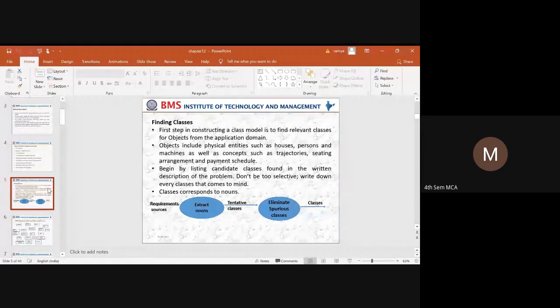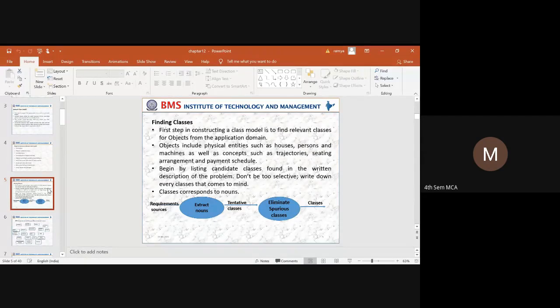Say for example, if it is an e-commerce domain, what are the different classes that are required? To identify those classes, we need to identify the physical entities in terms of objects. It can be houses, or a person, machine, or any other thing that we can consider, or it can be a payment schedule. I have taken an example of e-commerce. If you take an e-commerce system, you will get different classes. One is a customer, one is an e-commerce system, right? One is a payment. These are the different classes that you are trying to identify.